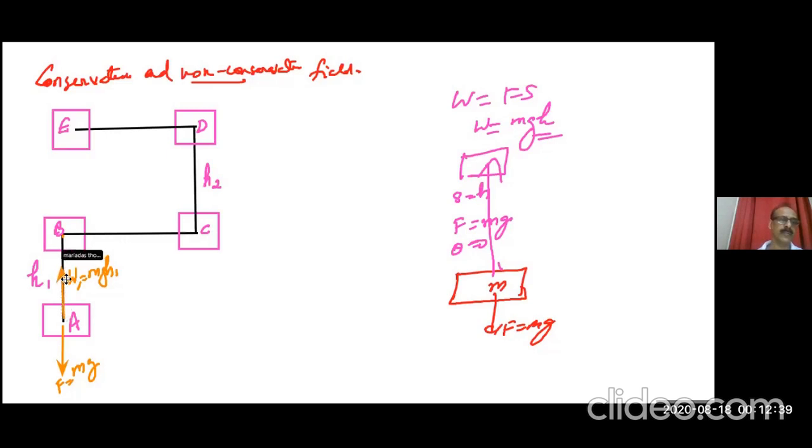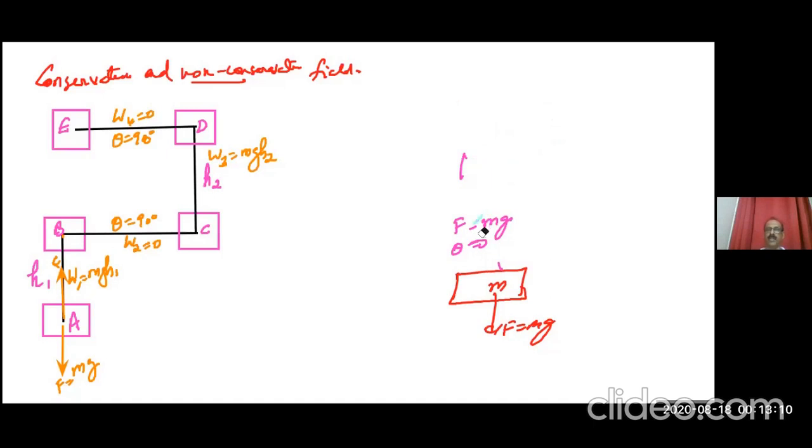Okay. This is the force exerted. So mgh1. This is 90 degree. Theta is 90 degree. Therefore, work done is equal to 0. Here again, W3 is equal to mgh2. Here, theta is 90 degree, and W4 is equal to 0. Okay? You understood that? Yes, sir.